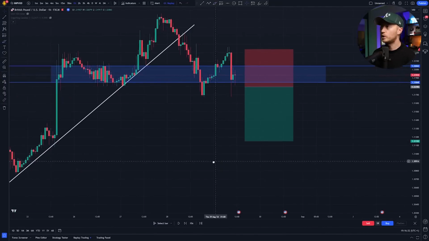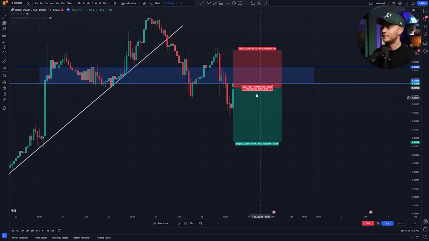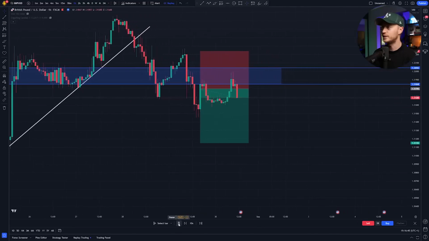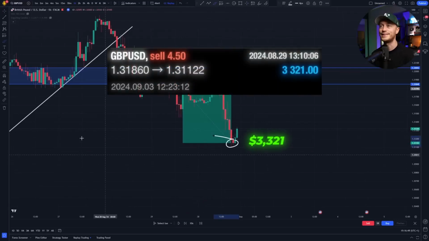Now, the next thing I want to see happen is I want to see an impulsive move out of this zone right there, and then a retest of that level. And then when it starts pushing down, I'm going to enter my trade. So let's go ahead and play that trade out, and you can see here, price respected the zone, smashed my take profit right there for over $3,000.